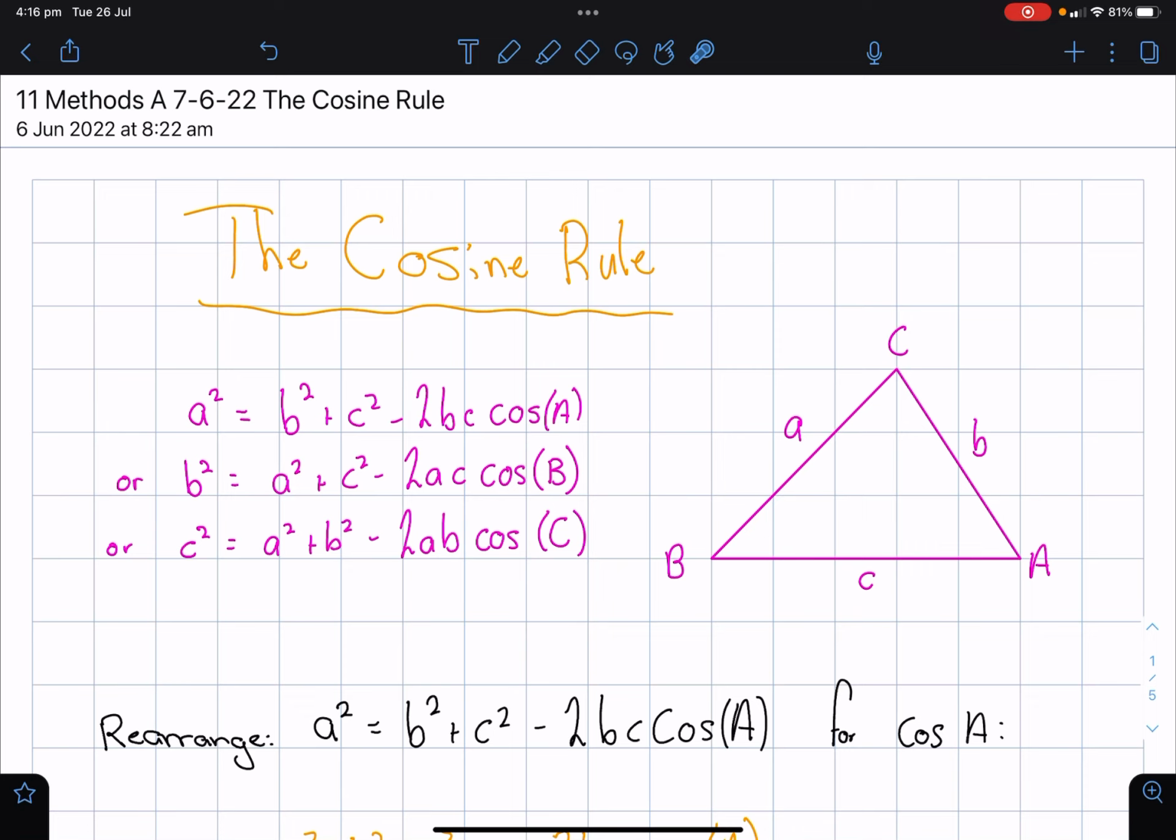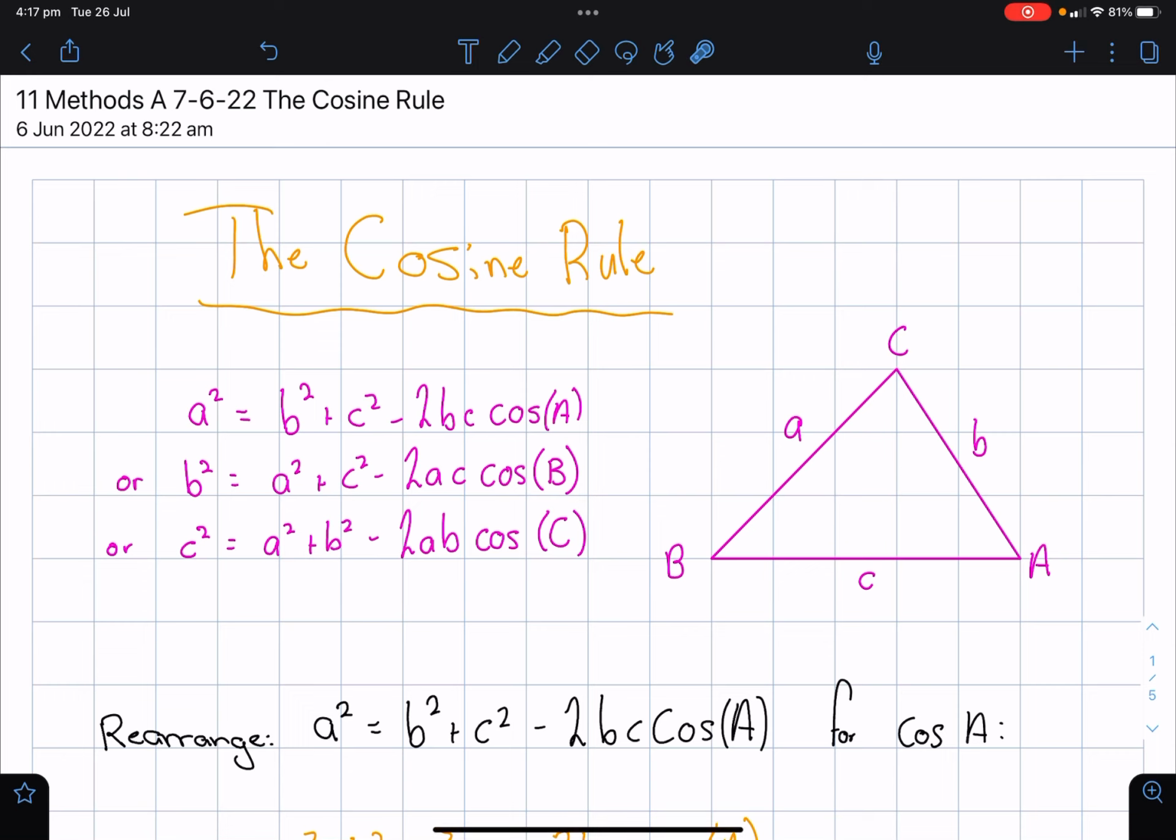So today we're going to extend on our non-right angled trigonometry and we're going to have a look at the cosine rule. So the cosine rule is used for finding unknown sides or angles given two sides and an included angle. Okay, so the formula can be written in three different ways, but if you remember one, you remember all of them.